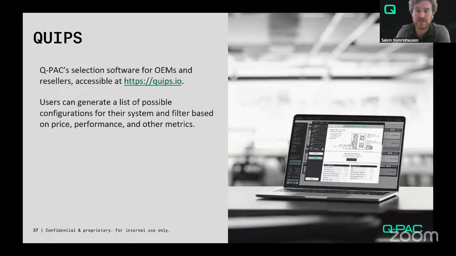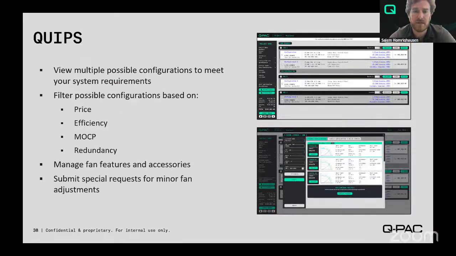Quips is our more sophisticated internal tool. That's typically for our air handling unit OEMs and our resellers. You go to quips.io, you use your Q-PAC provided login, and you can basically get multiple selections for any performance point you're looking at. So again, back to what I was saying about actually selecting your product, remember you're selecting a fan, you're not buying or selecting a performance point. So look at multiple selections, see what information and what data matches up best for you.